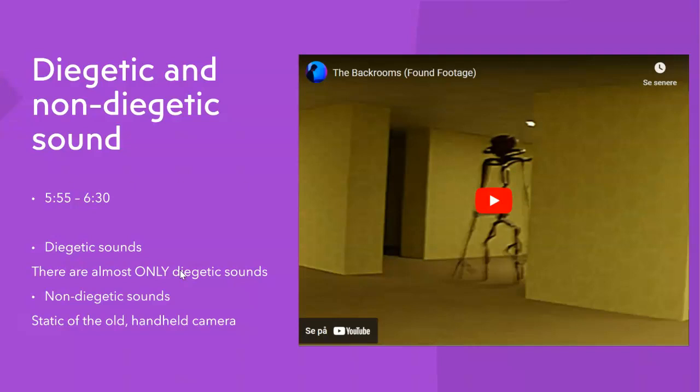But there is one non-diegetic sound, and that's just the static of the old camera. It's both visual and auditory, because the old camera has bad quality, and you can just hear static in the entire video. And every single time the monster, the one on the thumbnail, comes up, the static gets louder and louder. Maybe because it disrupts the camera or something.